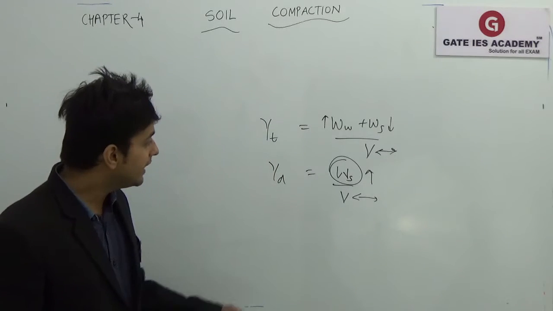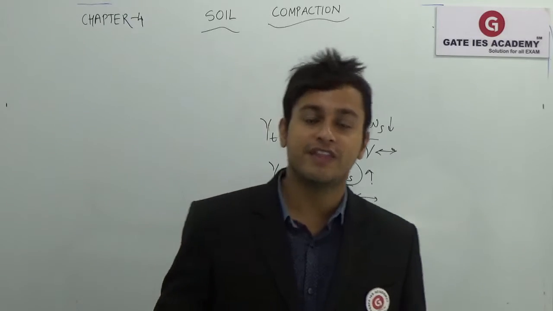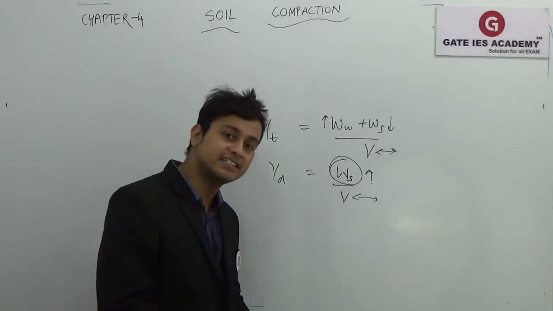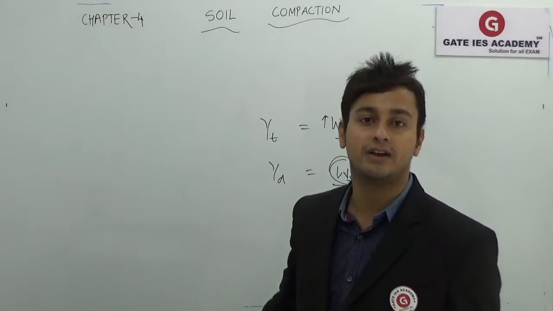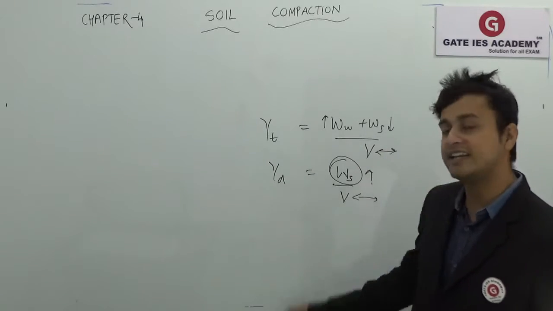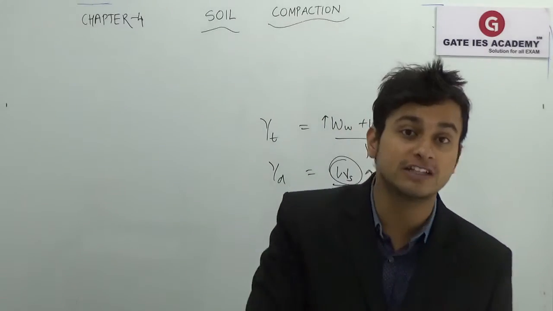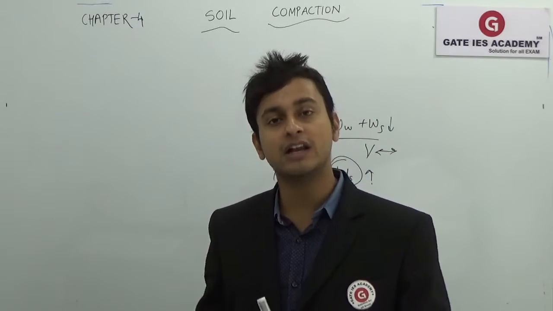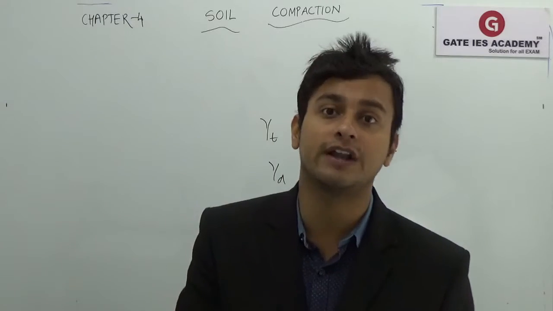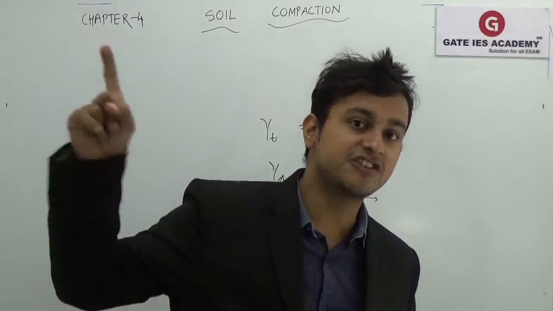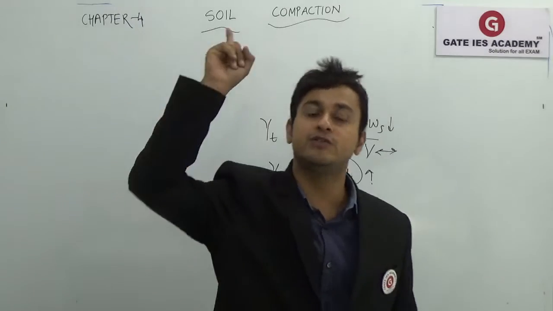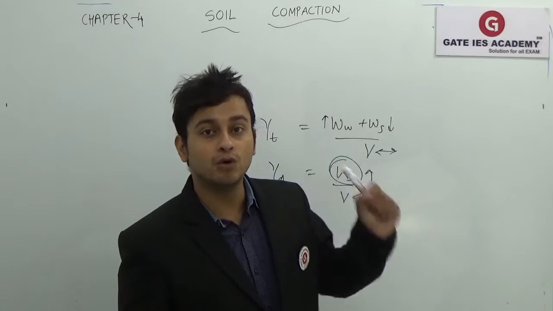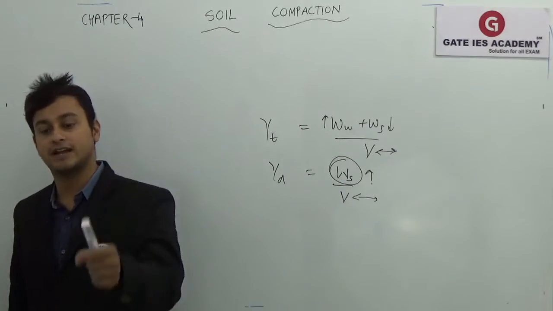Okay, so if I increase my Ws value, then only the gamma d value will increase, and then only my system will stand still and take up the required loads. So he has to put in more soil solids, he has to dig more soil. Then only our work will be done and he will be paid accordingly. Understood? So whenever we are checking compaction, the main thing to keep in mind is the dry density. The dry density is the most important thing that should be checked.